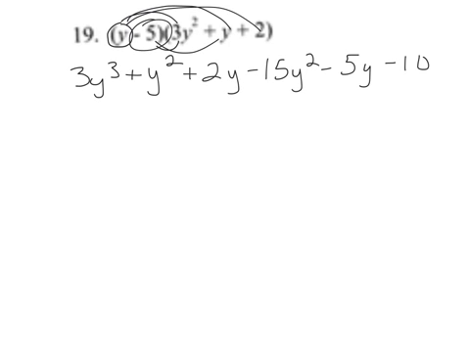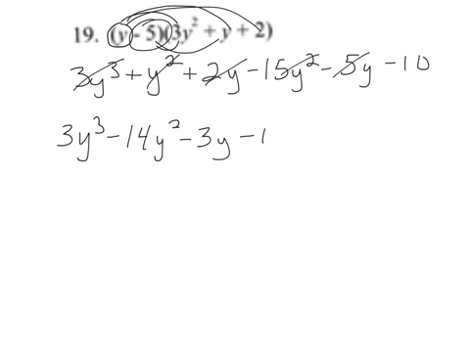Combining like terms, I don't see anything to go with the degree of 3, so that's just going to be 3y to the third. Y squared, I have a negative 15y squared and a positive 1y squared. That's going to be minus 14y squared. Positive 2y and a negative 5y would give me negative 3y. And then just minus 10 stands alone. 3y to the third minus 14y squared minus 3y minus 10 would be my answer for number 19. And that completes the review.